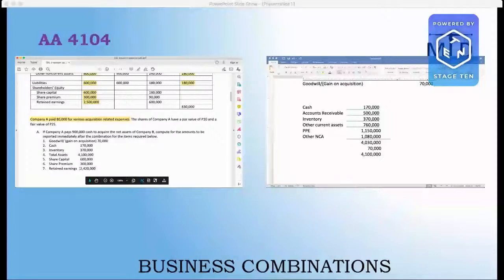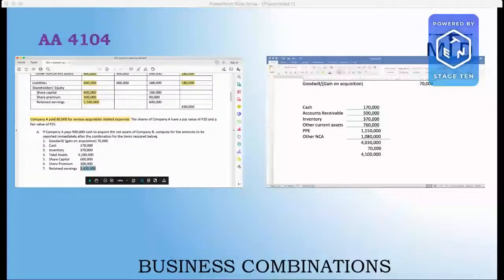So if you will be asked how much is your retained earnings in the combined financial statements immediately after the combination, it will not be 2,500,000, because this was before the payment of the acquisition related cost. After the acquisition related cost of 80,000, since it's reported as an expense, your retained earnings will now be 2,420,000. How did we get 2,420,000?